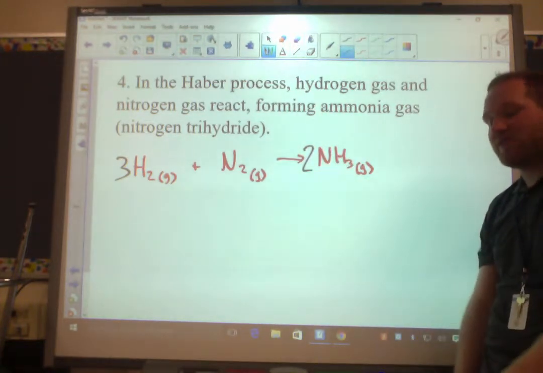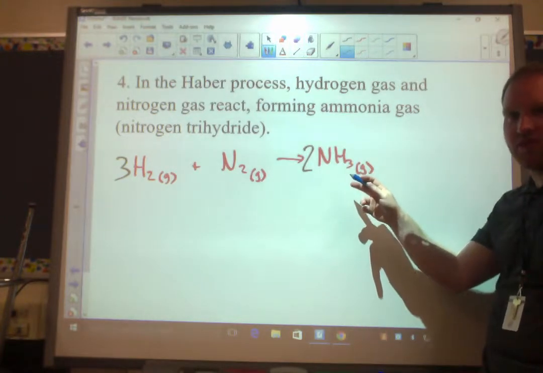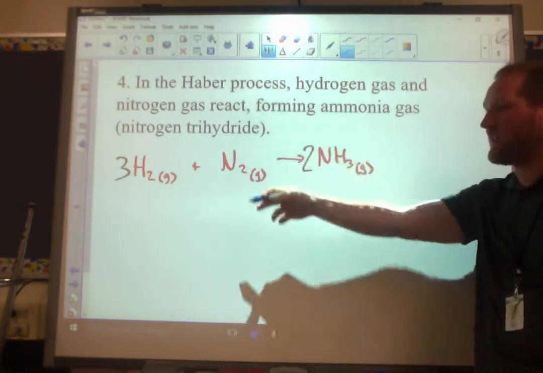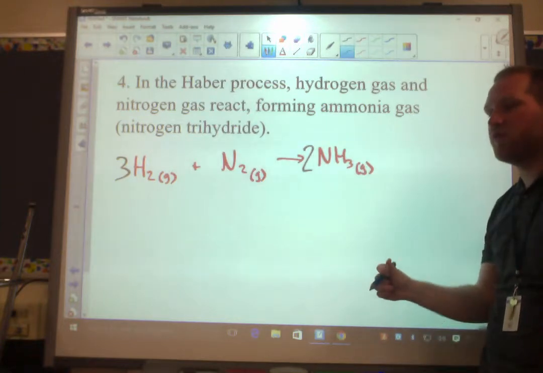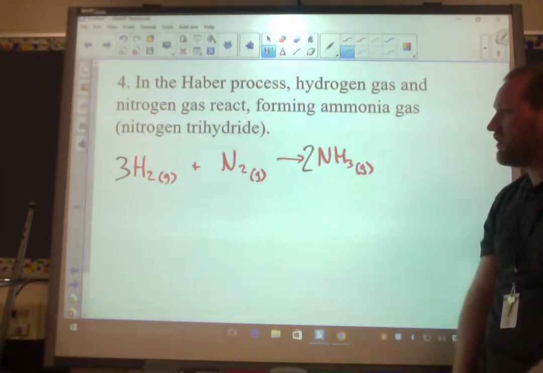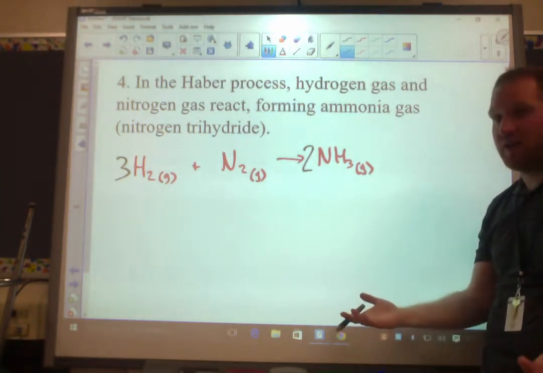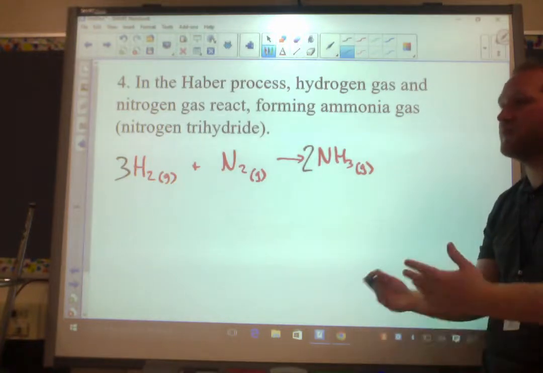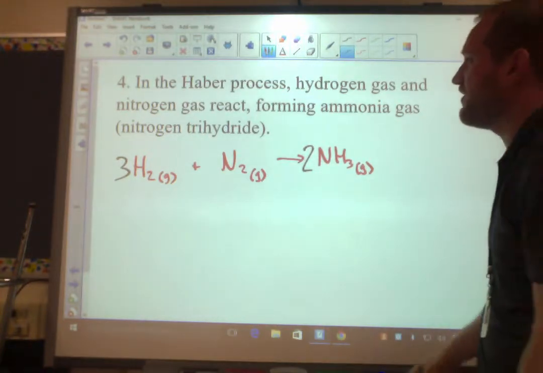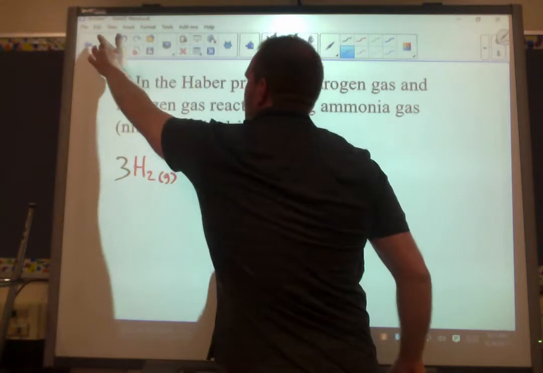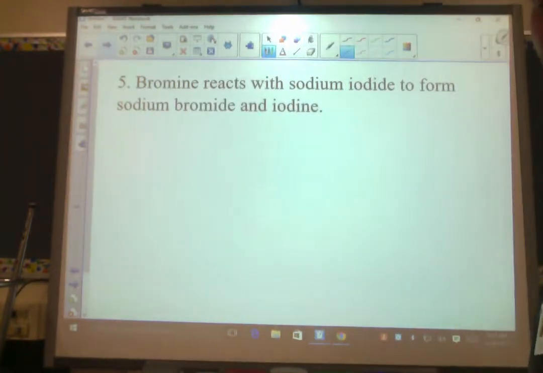The unfortunate downside is that NH3 is also used in explosives. So while this saved countless hundreds of millions through food programs, it also cost arguably hundreds of millions of lives due to the explosives of warfare. Very interesting process. All right, step 5, bromine.